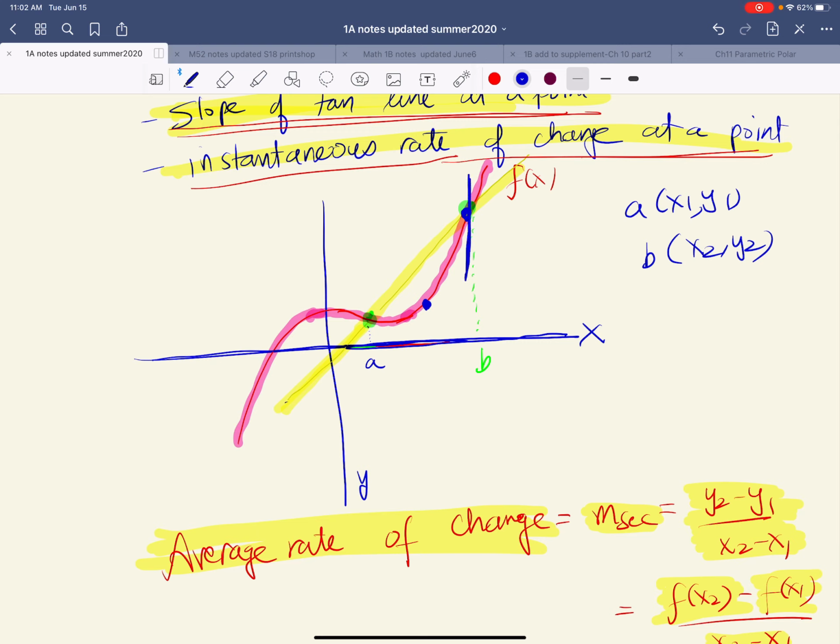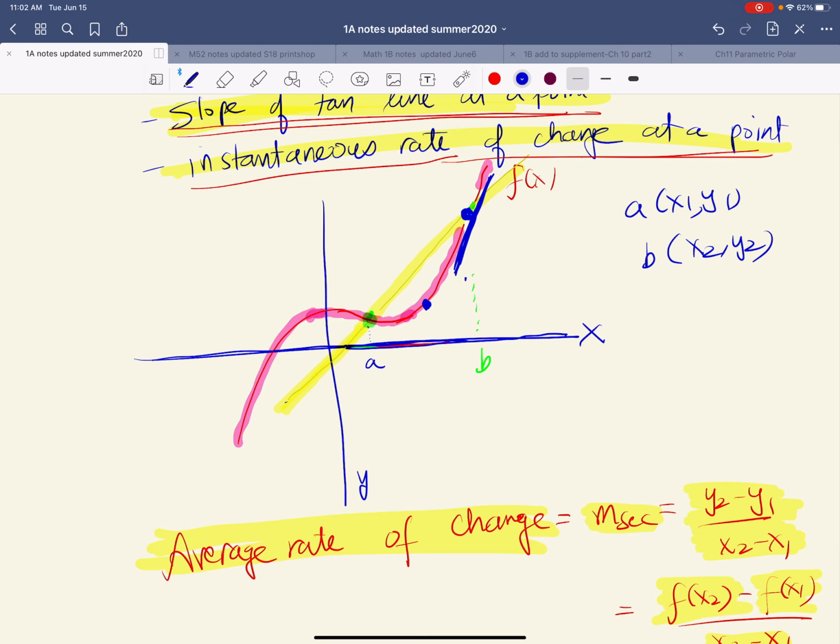So the tangent line is the one that's touching the curve at 1 point only, and I did not draw the tangent line correctly. Let me fix it. It would be touching the curve at 1 point. So the blue line would be the tangent line at point B.